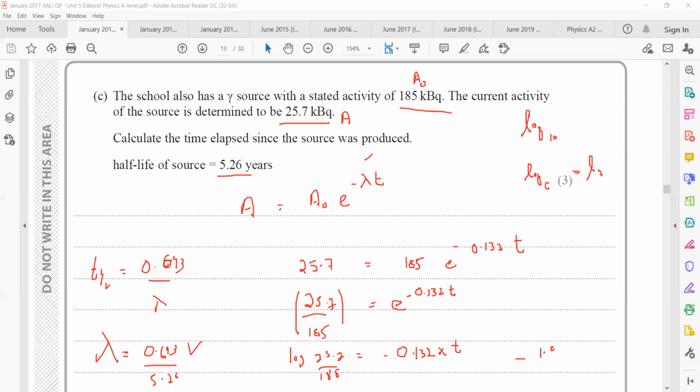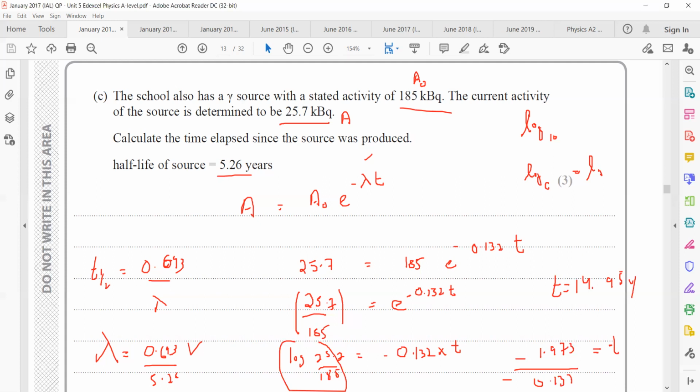That gives minus 1.973, divided by 0.132, and it is negative because we need a time. This whole factor equals minus 1.973 divided by minus 0.132, so it is 14.95 years. So the time elapsed since this source was produced is 14.95 years. Normally we write the answer to 3 significant figures, so you can round it off to 14.9 or 15.